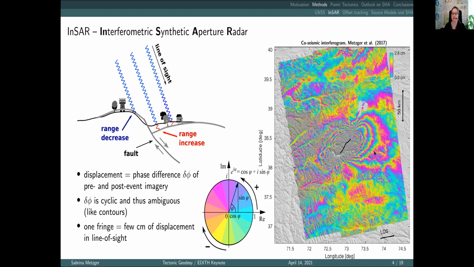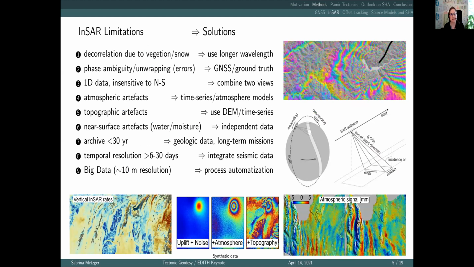And each of the fringes is equal to a few centimeters of this range change, and it depends on the wavelength of your radar satellite. There are many pitfalls or problems with InSAR data, and I want to list them quickly and give you some ideas how you can overcome them.